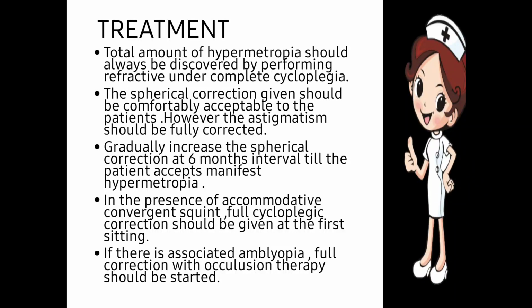Next one. In the presence of accommodative convergent squint, full cycloplegic correction should be given at the first sitting. If we find that there is an accommodative squint, as I have shown, then full cycloplegic correction should be given to the patient in the first sitting. If it is associated with amblyopia, full correction with occlusion therapy should be started.